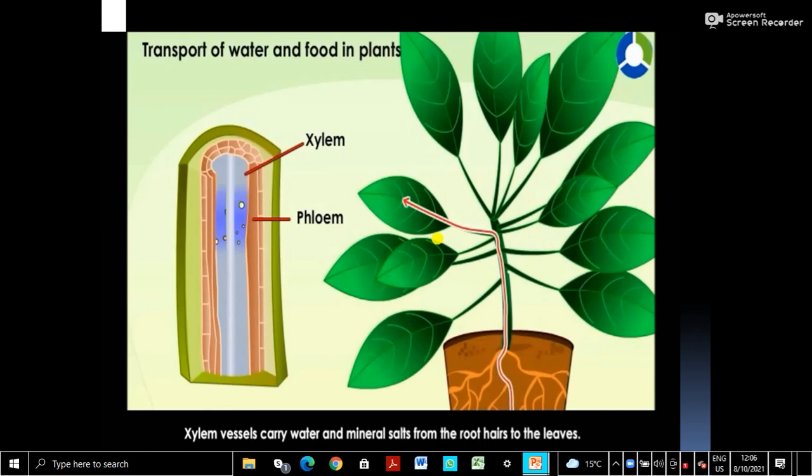Today we are going to learn transport in plants. In the last videos we have learned how transport of materials takes place in human beings and animals. So plants also need to transport many substances to different parts of the body from the site of production or site of absorption. For example, water and minerals are absorbed from the soil.